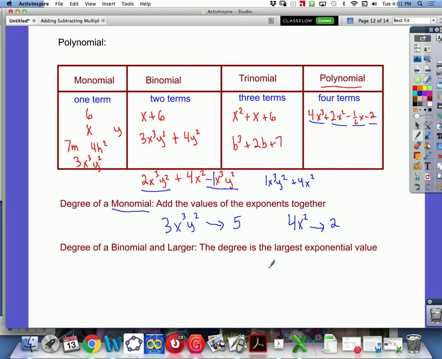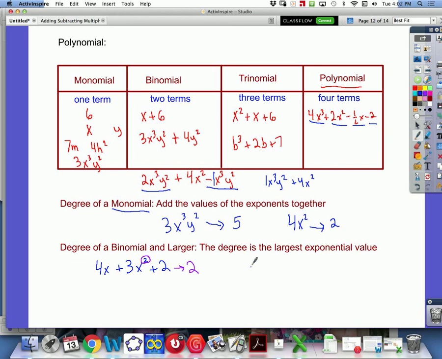So that's only for monomials. In a binomial and above, the degree is just the value of whatever the largest exponent there is. So if I have 4x plus 3x squared plus 2, I'm going to look for the biggest exponent. That's a 1. That's a 2. So that means the degree here is a 2, because even though this is first, this is the biggest exponent, and it's an exponent of 2.